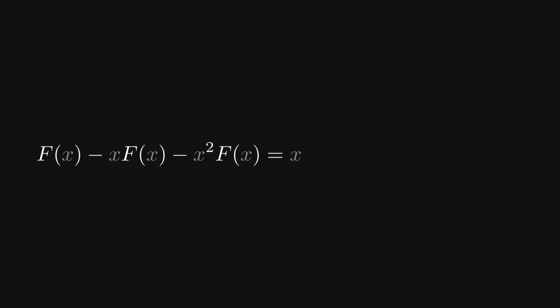One last step. Now we can factor out f of x and divide both sides by the polynomial term 1 minus x squared, which gives the closed form expression f of x equals x over 1 minus x squared. We are at the finish line.